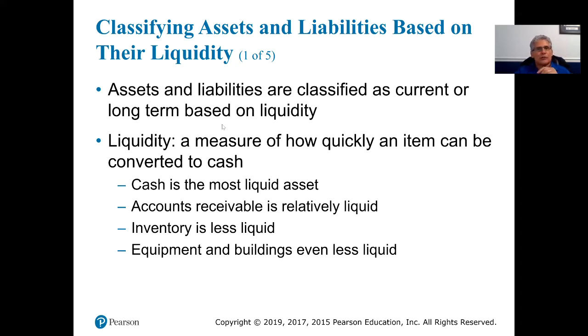As I mentioned to you earlier, cash is the most liquid asset that we have. Accounts receivable is relatively liquid. Inventory is less liquid, but still pretty liquid. Equipment and buildings are even less liquid. So you can already see that the order of liquidity in terms of assets will start with cash, accounts receivable, inventory, equipment. If you recall, when we looked at the balance sheet earlier, I explained to you why assets were listed in the order that they were listed.